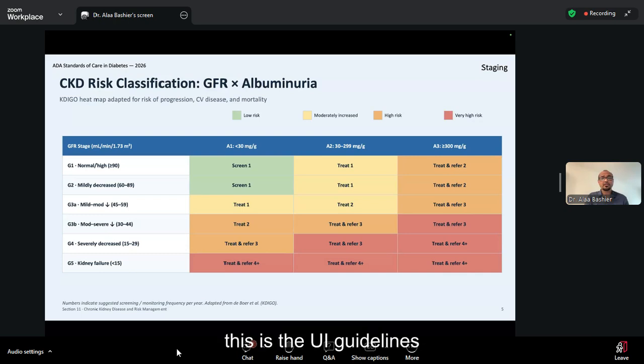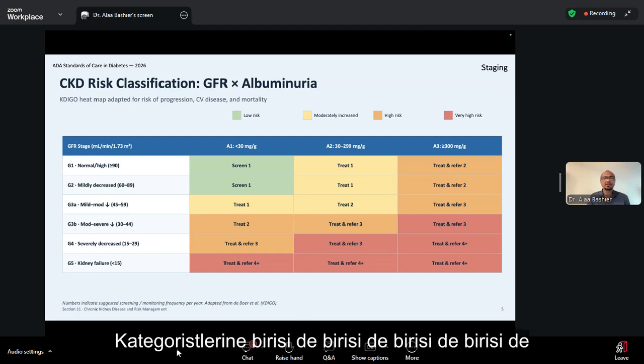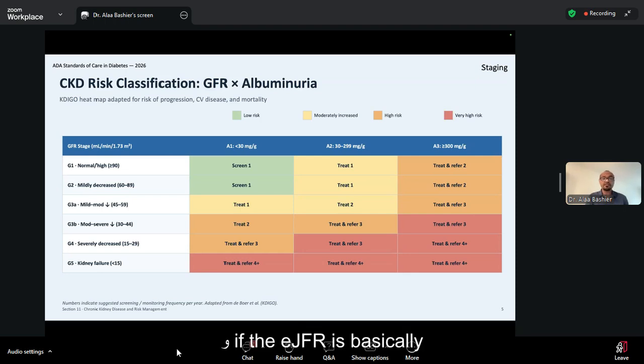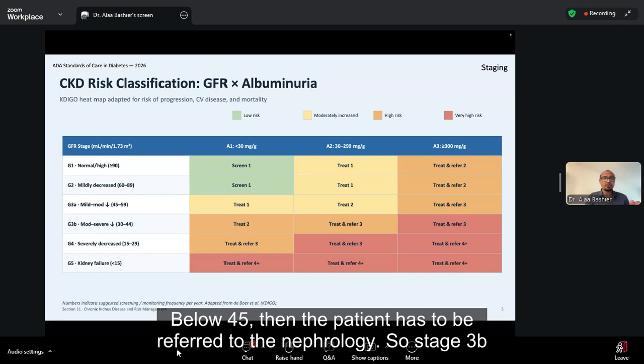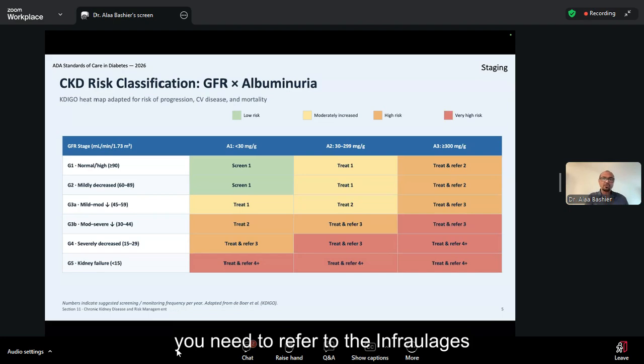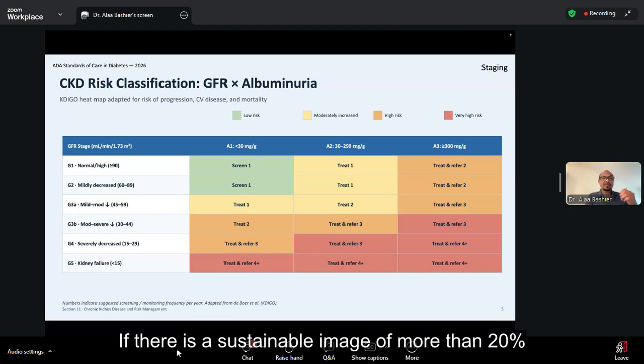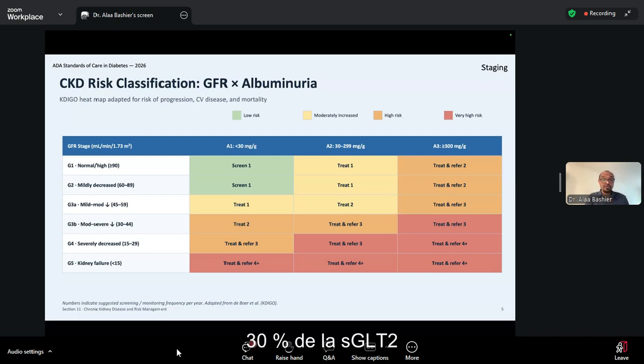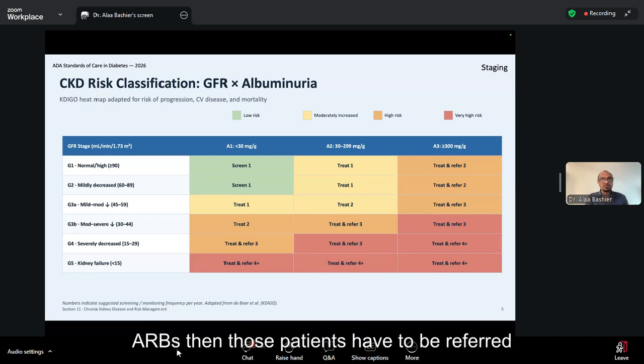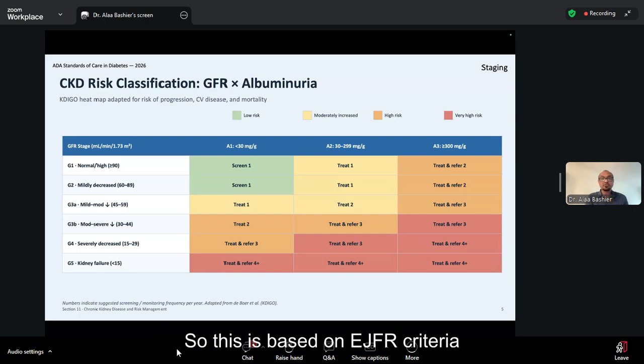So in summary, this is the UAE guidelines. It just puts the same in different categories. We categorize patients to be referred based on EGFR. If the EGFR is below 45, then the patient has to be referred to the nephrologist. So stage 3B and below, you need to refer to the nephrologist. And if there is a sustained fall in EGFR of more than 20% or more than 30% on starting any treatment, whether SGLT2 inhibitors, ACE inhibitors, or ARBs, then those patients have to be referred to the nephrologist for further evaluation. So this is based on EGFR criteria.